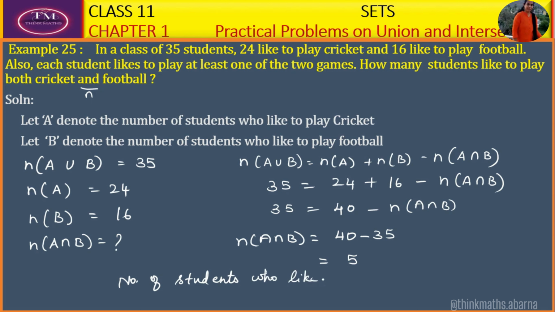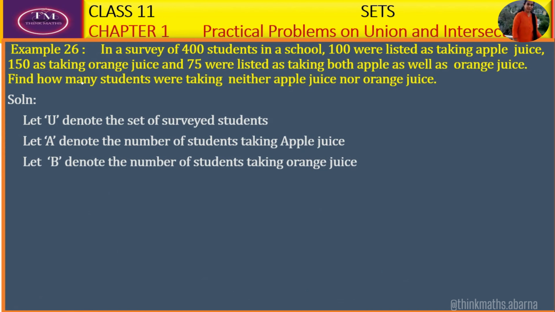Number of students who like to play both cricket and football is equal to 5. Okay. I hope you can understand this problem. So moving on to the next example, example 26.